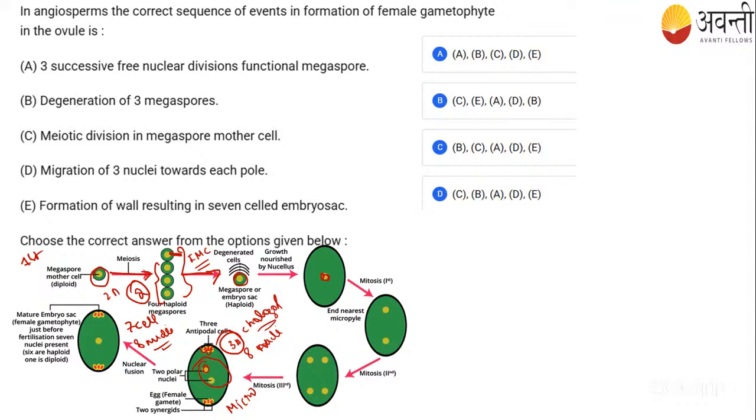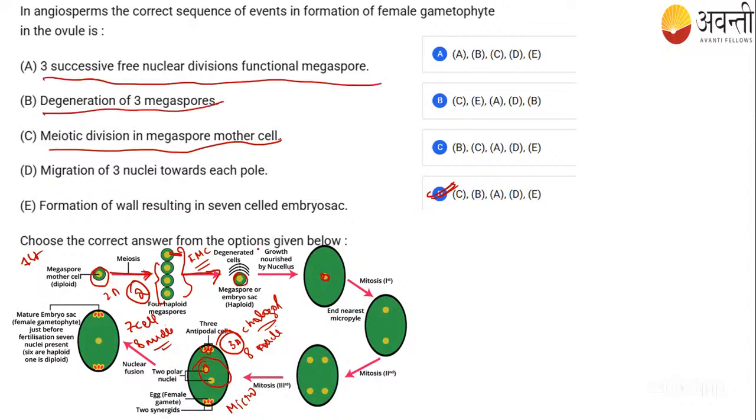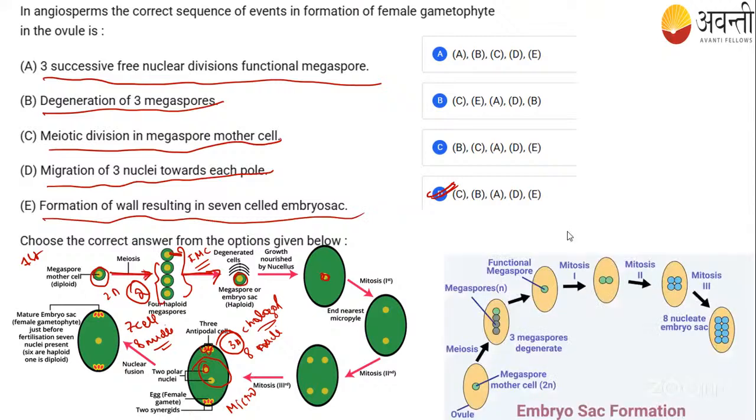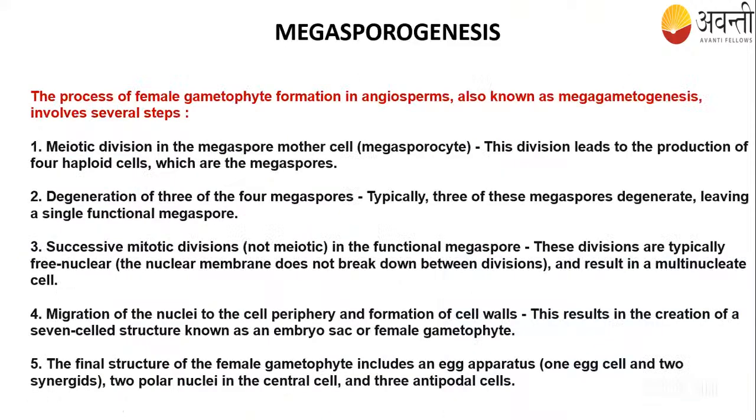The correct answer is D. Right, guys? The first one is C, the degeneration. The first step is the meiotic division of the megaspore mother cell. Then degeneration of the three megaspores. Then three successive free nuclear divisions of the functional megaspore. Then migration of the nuclei. And last, the wall formation. Right? If you still have confusion, you can see this video. We have seen it also. You can see these steps.